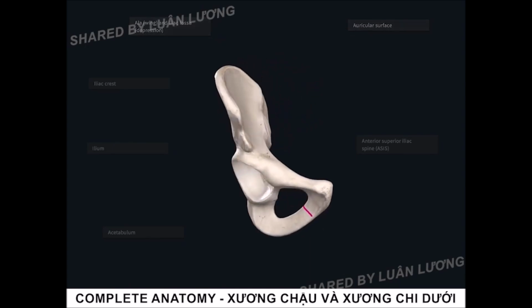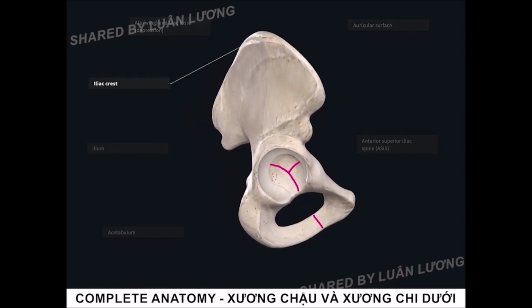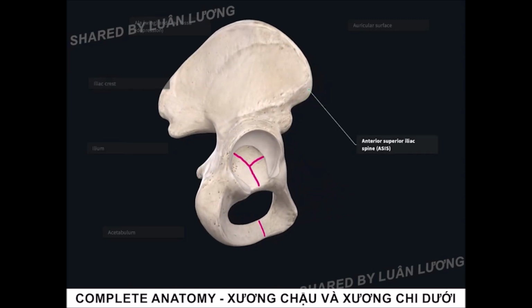At the superior extent of the ala, we're going to see a ridge known as the iliac crest, which can be felt or palpated in the majority of individuals. If we followed the iliac crest anteriorly and slightly inferiorly, we're also going to be able to feel or palpate a large prominence anteriorly. This is known as the anterior superior iliac spine, or the ASIS.